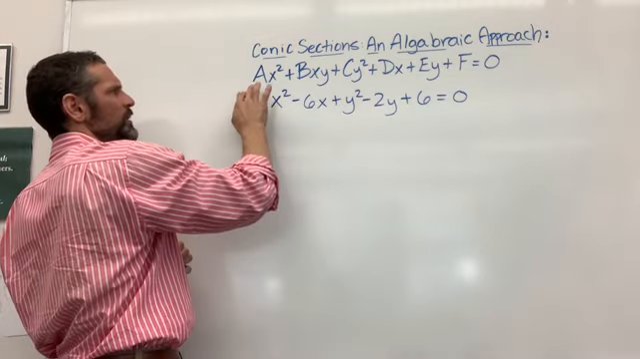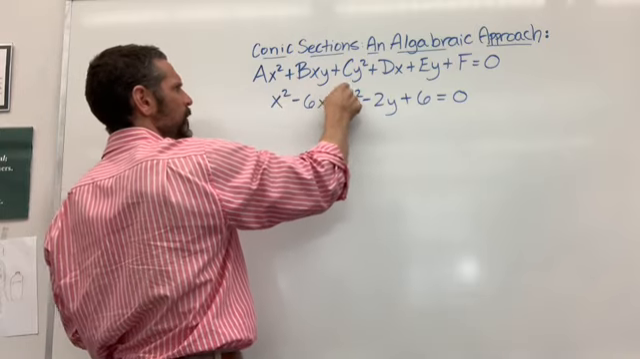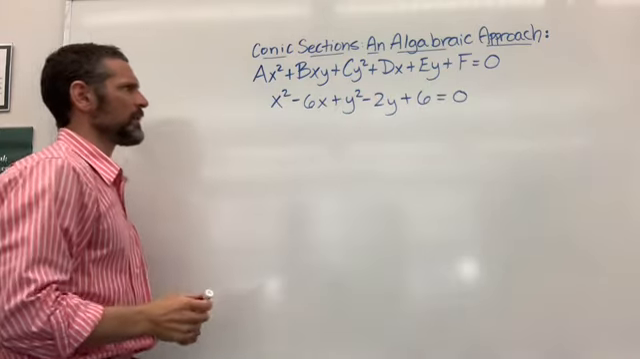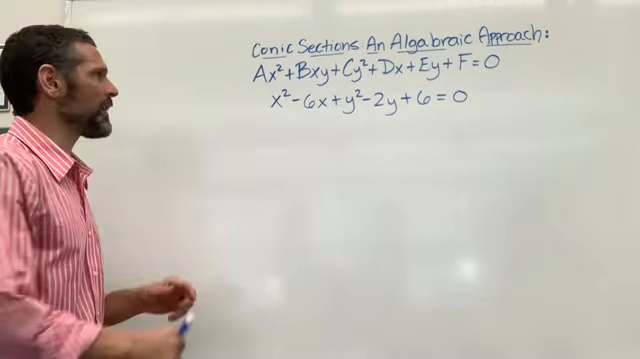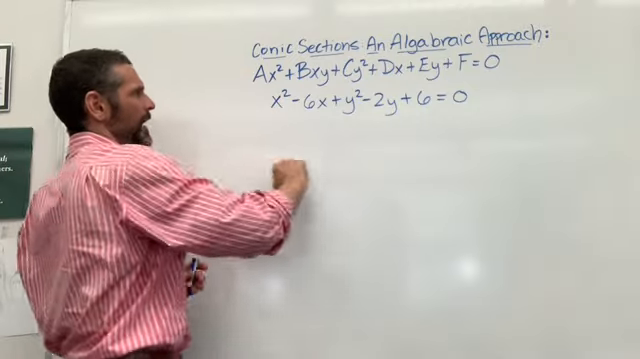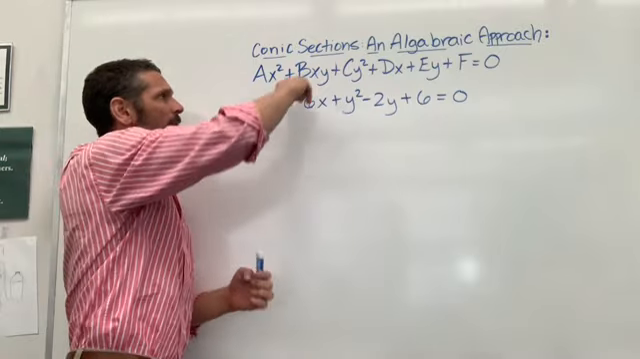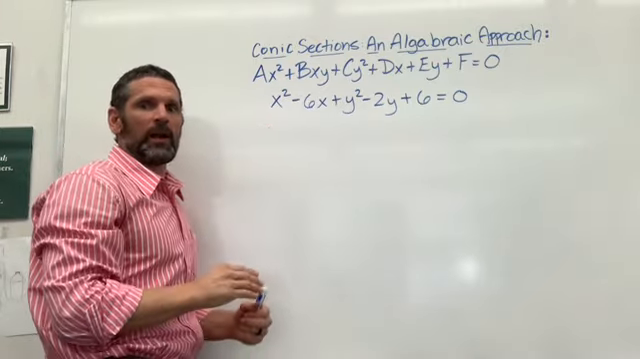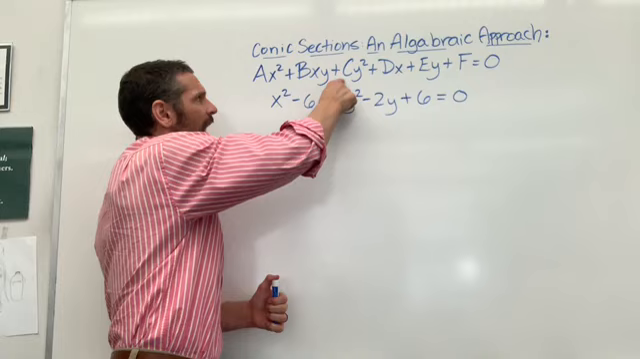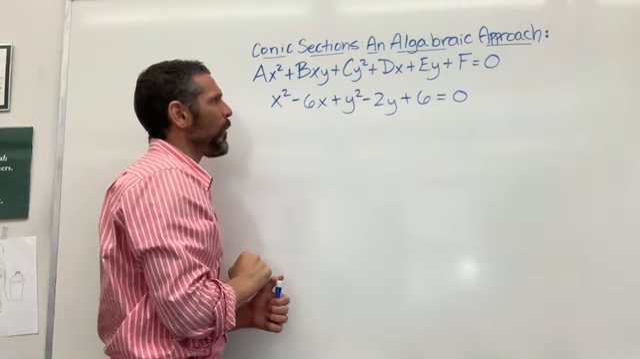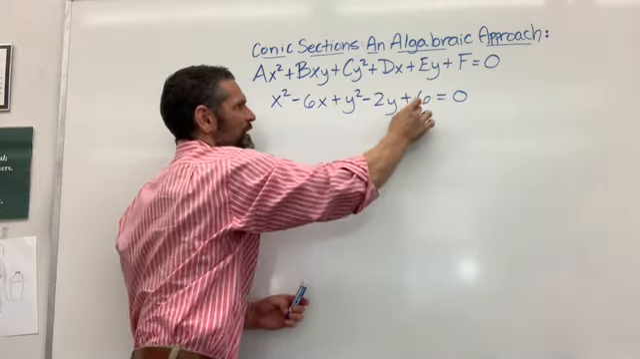is equal to 0. Notice the pattern: a, b, c, d, e, f, start again, x squared, xy, y squared, x, y, and nothing there. So if I'm given an equation like this, I recognize this is a conic with a 1 and b 0. I don't have an xy term. An xy term present means that we're going to rotate the conic away from either vertical orientation or horizontal orientation. I do have a c, which is also 1, d is -6, e is -2, and f is 6.